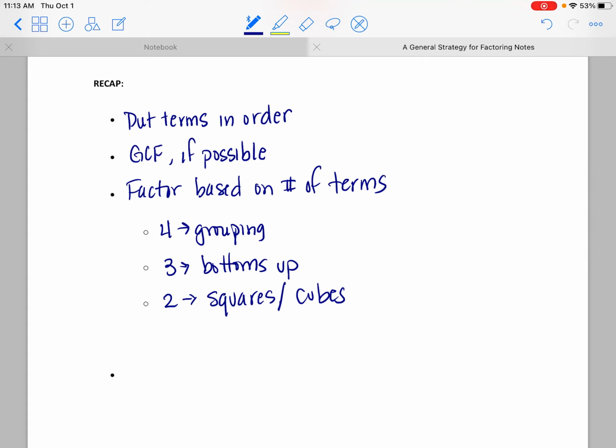And again, if none of that applies, so if we can't take out a GCF, if we can't factor by grouping, if there are no factors that are possible for bottoms up, if our 2 terms, again, don't have a GCF and they aren't squares, they aren't cubes, a difference of squares or sum or difference of cubes, if none of this works, then our polynomial is prime. If no factoring works, if nothing works, it's prime.